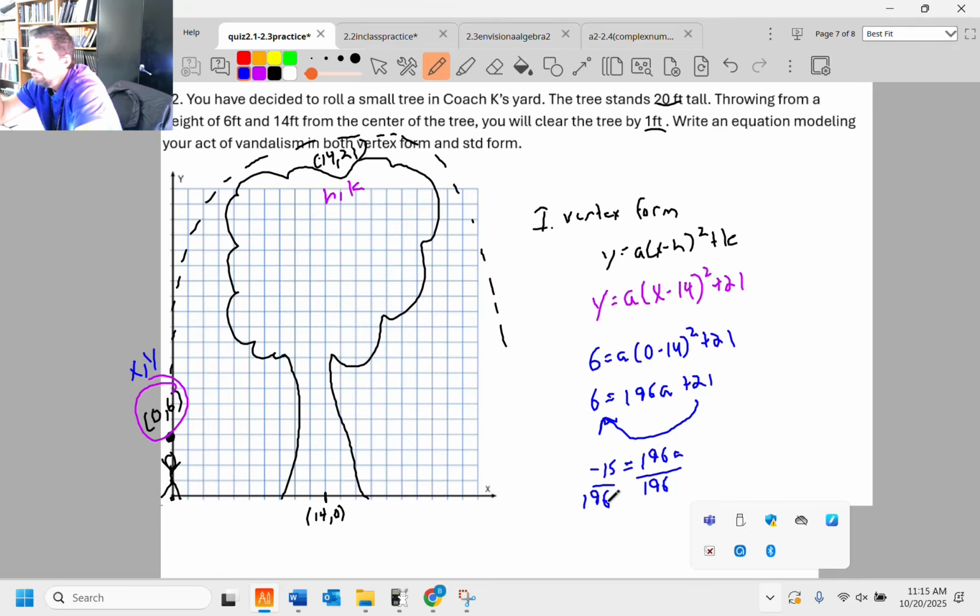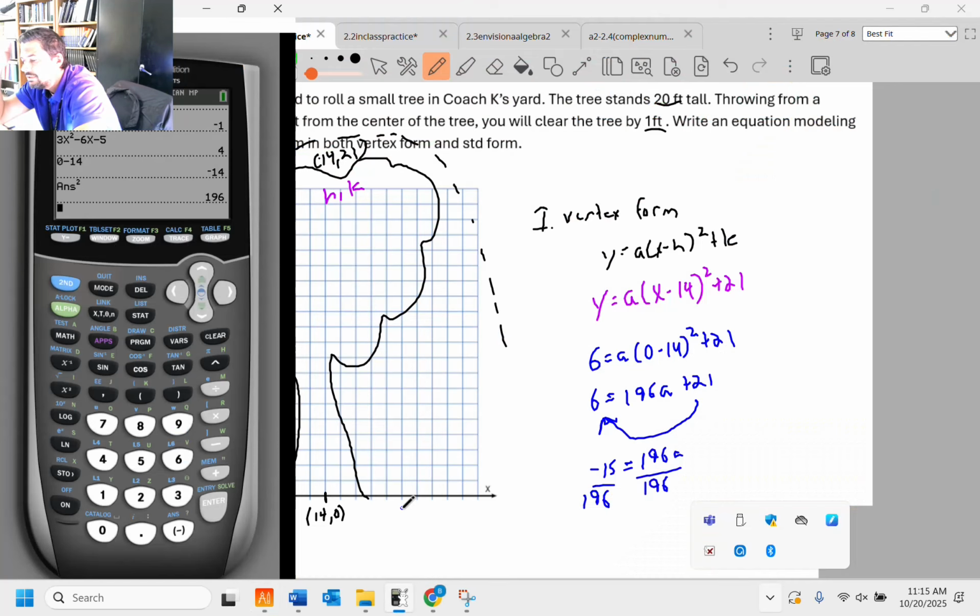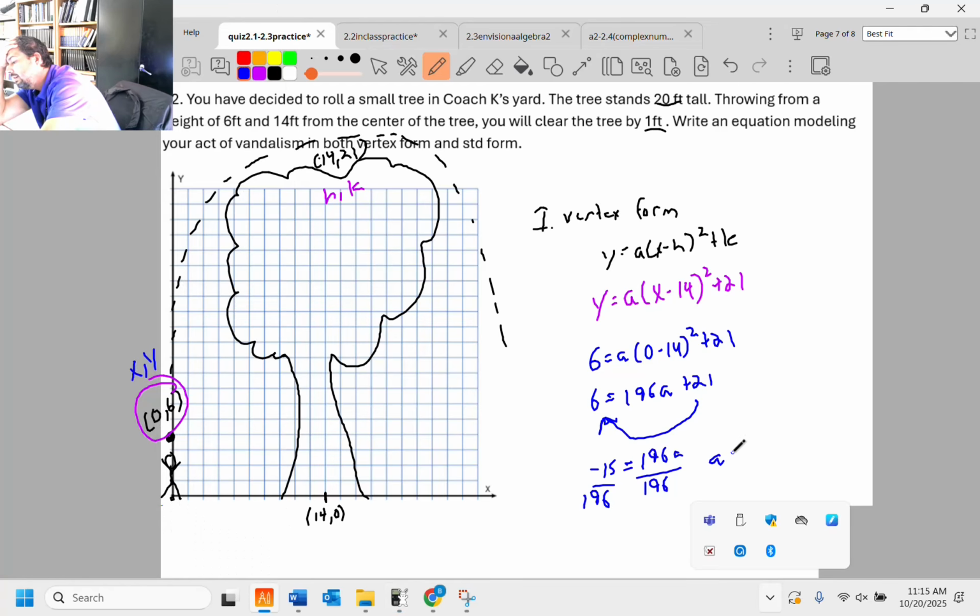Nobody said this was going to be pretty. It's trying to model the real world. And in the real world, the numbers are hideous. I don't believe that fraction simplifies. I don't want the decimal. And it didn't. So a is negative 15 over 196. So here's my final equation. This is the answer, by the way. You've got to put that right there where it belongs. y equals negative 15 over 196 times x minus 14, quantity squared, plus 21.